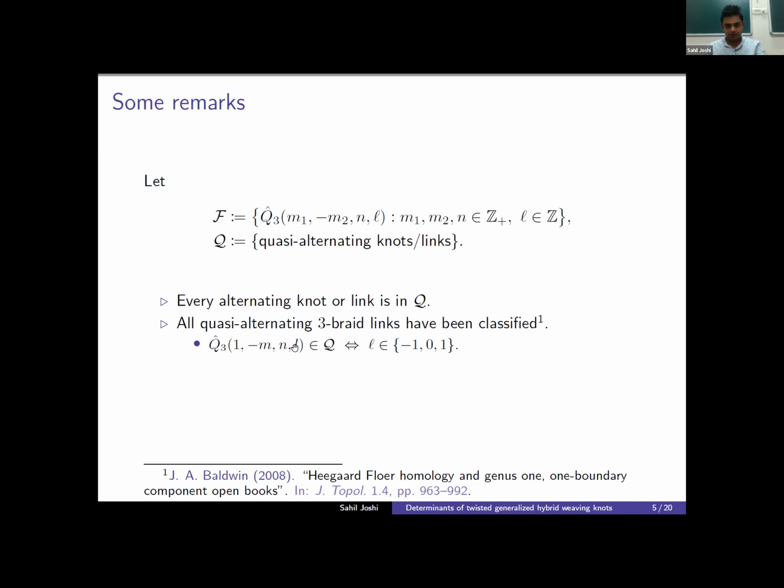So let me go ahead. I am interested in the knot determinant of the knots in the family F. The determinant of a link is defined as the absolute value of the determinant of the matrix V plus V transpose, where V is a Seifert matrix for L, which comes from the Seifert surface.